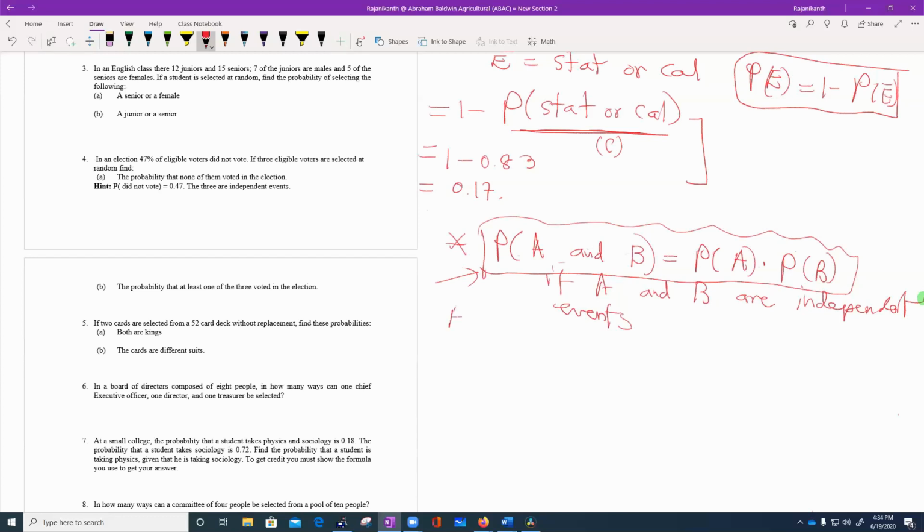Yeah, let us check. I'm assuming my event A is choosing the statistics subject, and event B is choosing calculus. So I'm going to first find the probability of A and B. Okay, I'm going to find that.